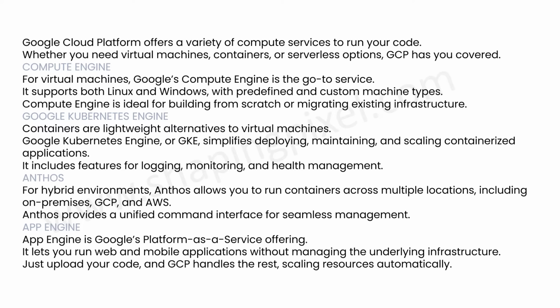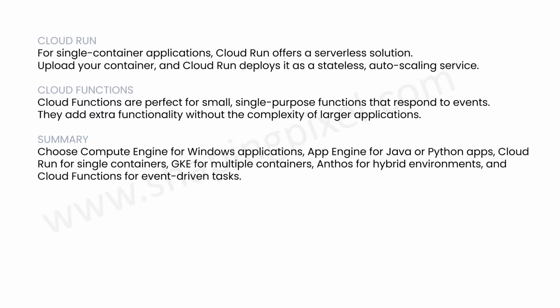App Engine is Google's platform as a service offering. It lets you run web and mobile applications without managing the underlying infrastructure. Just upload your code and GCP handles the rest, scaling resources automatically. For single container applications, Cloud Run offers a serverless solution. Upload your container and Cloud Run deploys it as a stateless auto-scaling service.